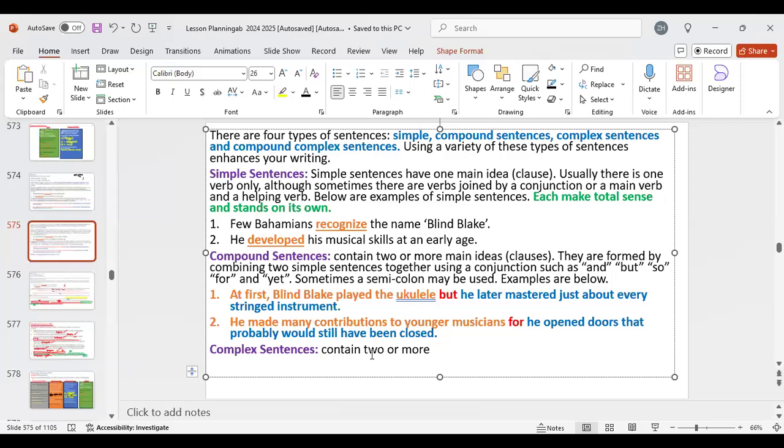Now, people usually confuse compound and complex sentences, but you can't confuse them. Do not confuse these two. I can show you the difference.